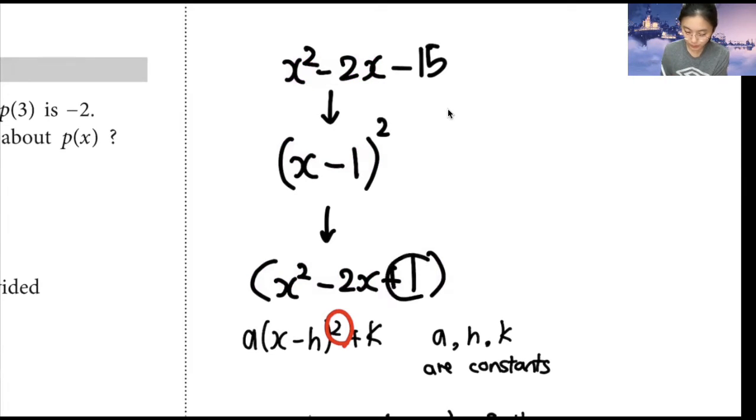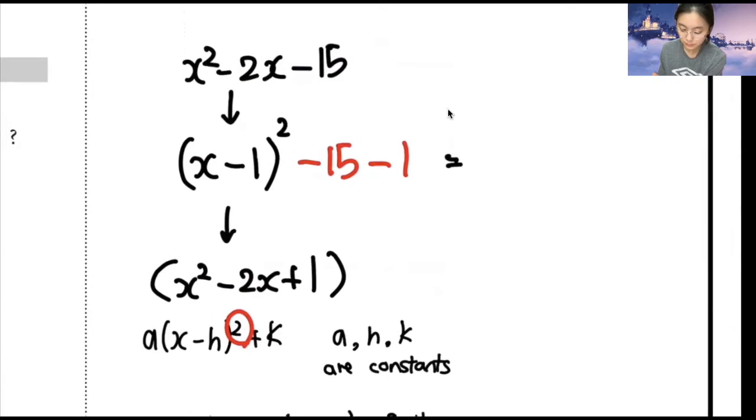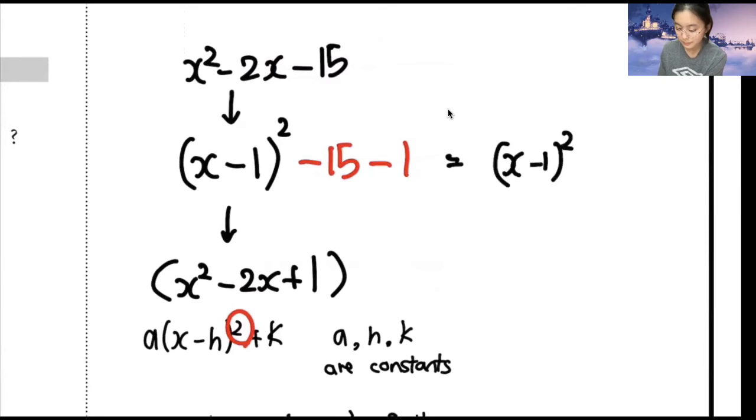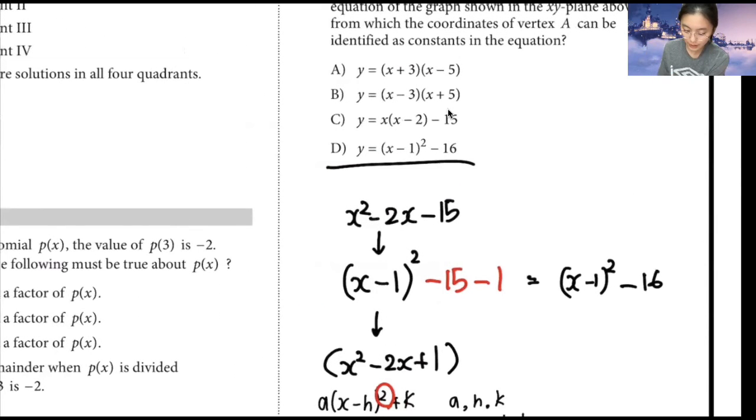So since this plus 1 is within the bracket that's being squared, once you take it out of the bracket, you need to do negative 15, which is what I brought from the original equation. And it's positive 1 within the bracket. When you take it out, it needs to be negative. So it's going to be negative 1. And that's going to be x minus 1 squared minus 16. And that is D.